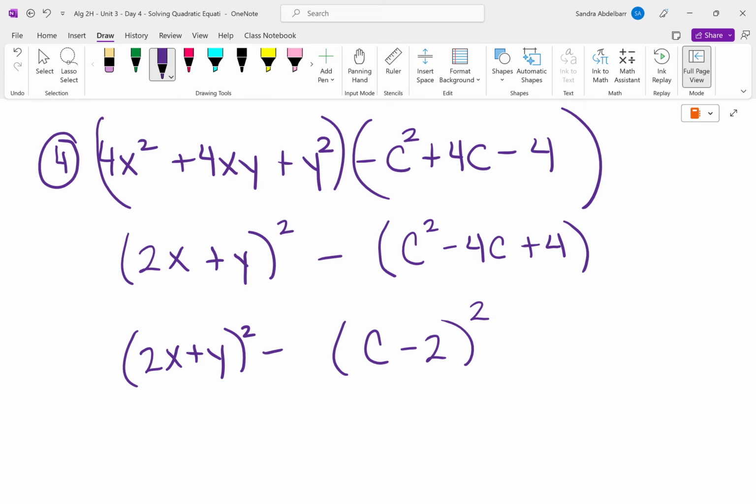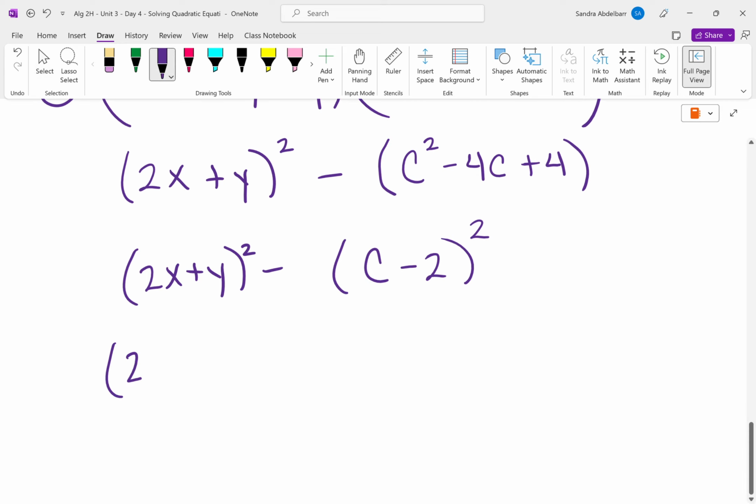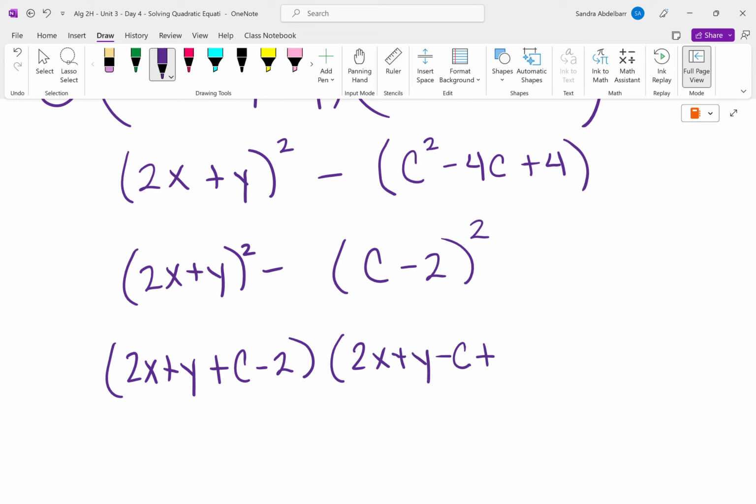And now have we come down to a difference of squares? We have now come down to a difference of squares. So this is 2x plus y plus c minus 2. And this next one is 2x plus y minus c plus 2. Good.